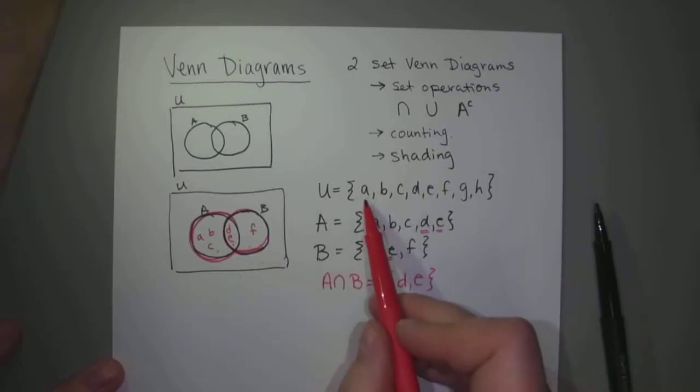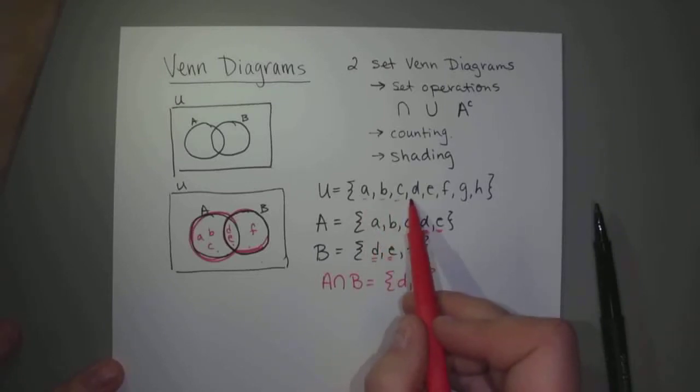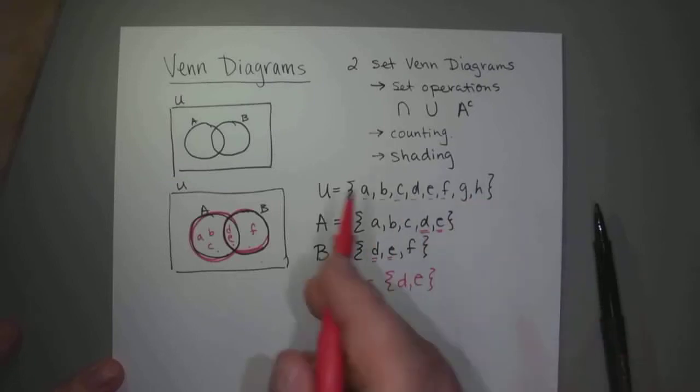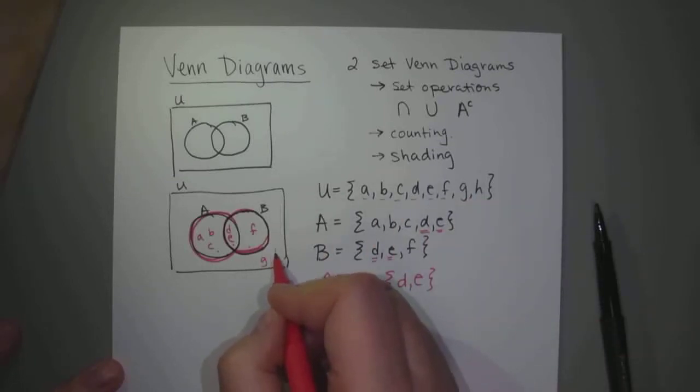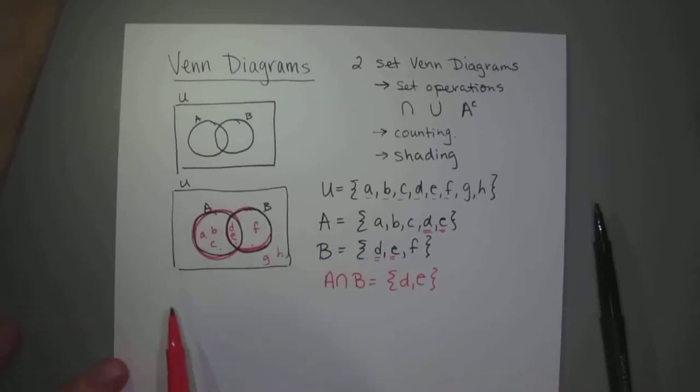And then what's missing from the universal set? So we already wrote down A, B, C, D, E, and F. So we're missing G and H. They would be in the outside in this region. Okay, and that's a way to organize it.